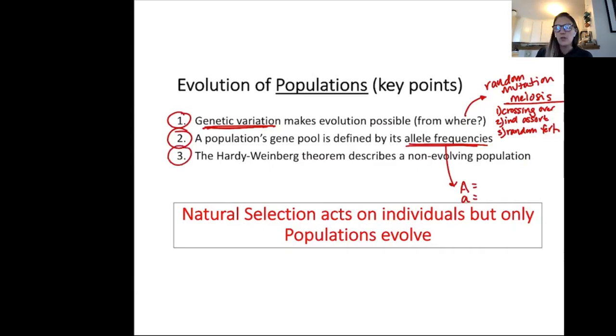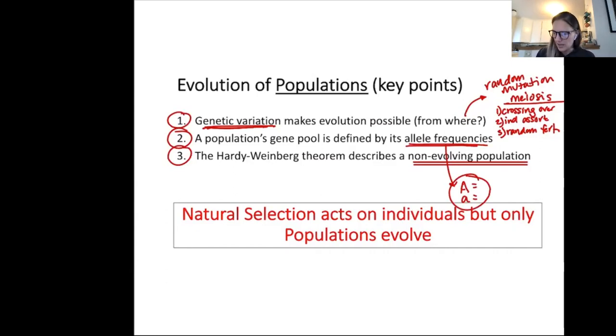And then 3, the Hardy-Weinberg theorem describes a non-evolving population, right? Non-evolving population. And using that Hardy-Weinberg theorem, we can ask, do allele frequencies change? If so, what is the cause? In other words, is that population evolving?